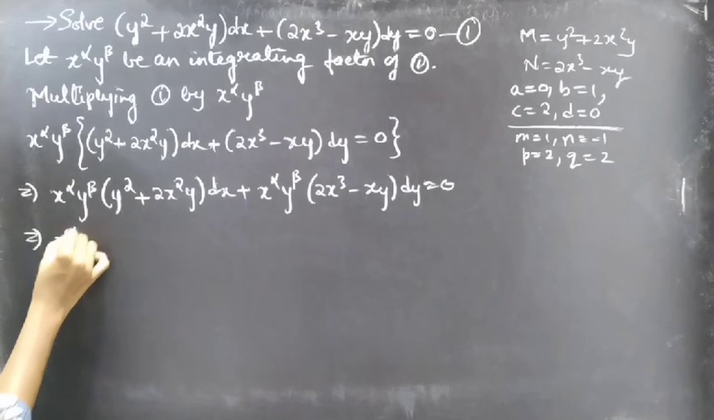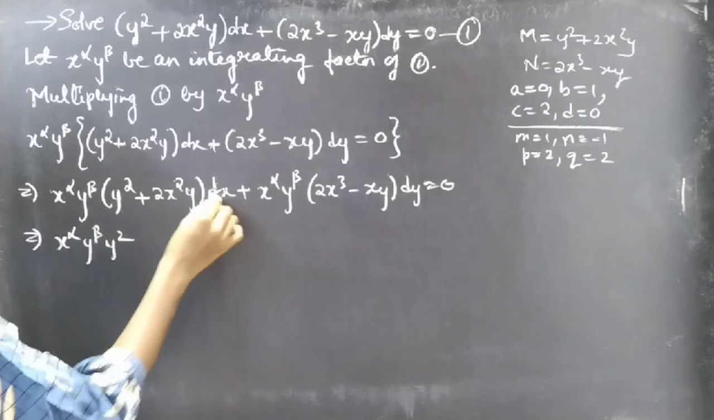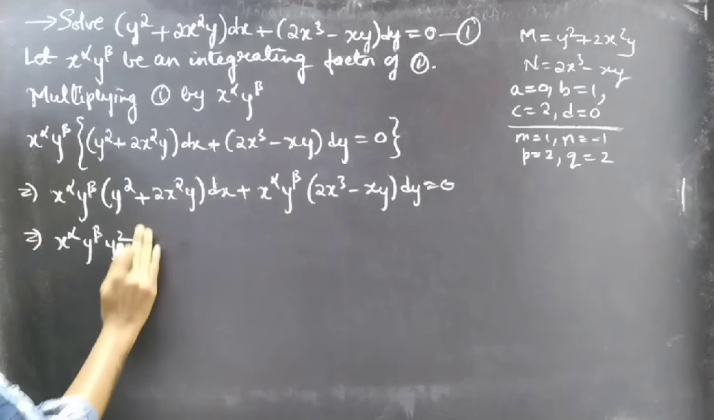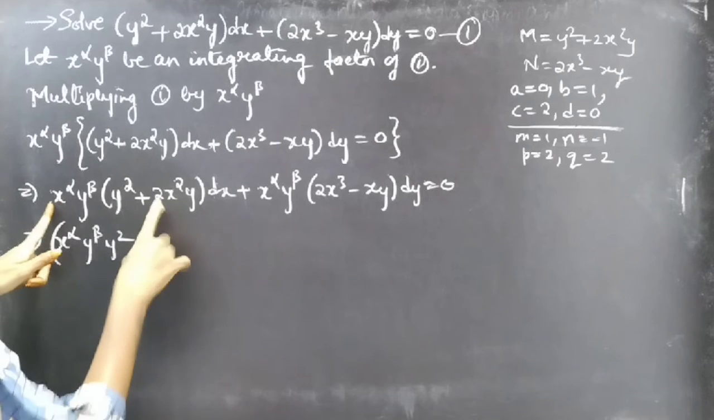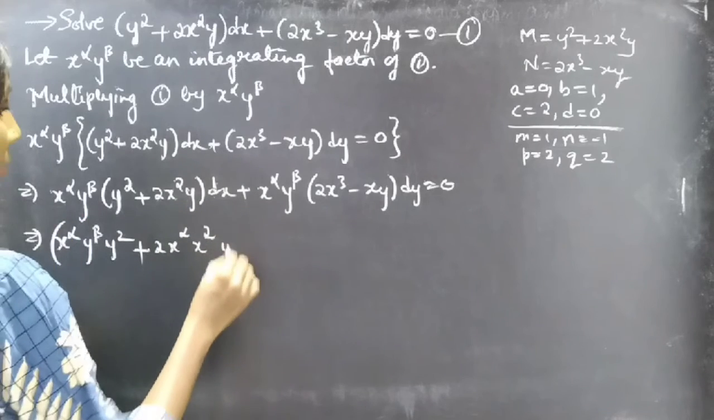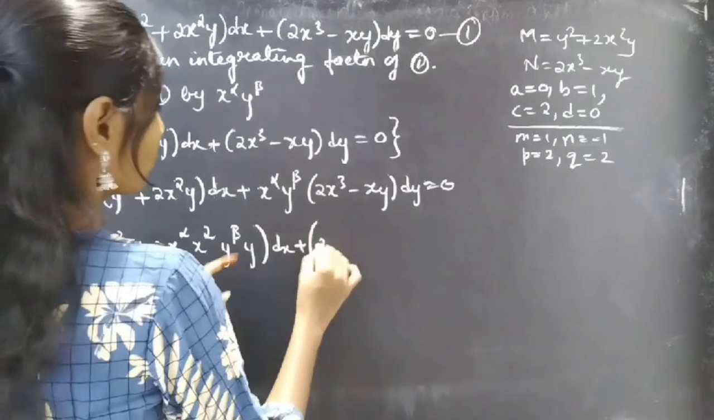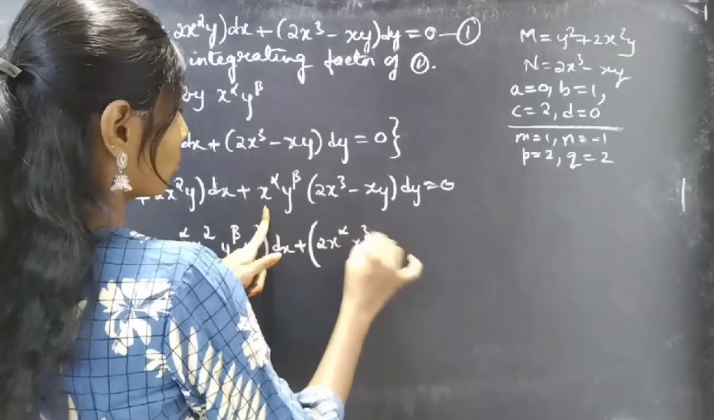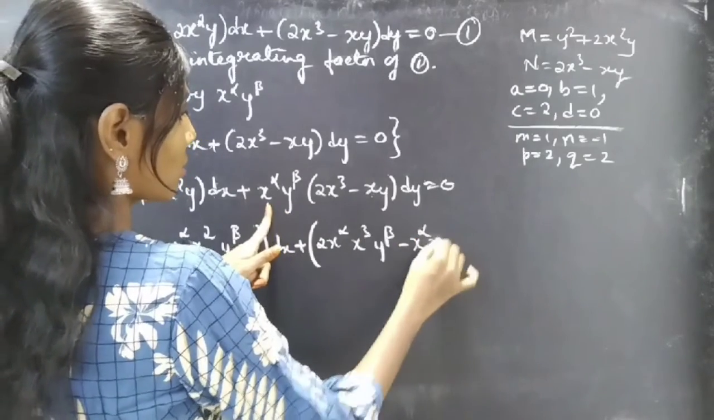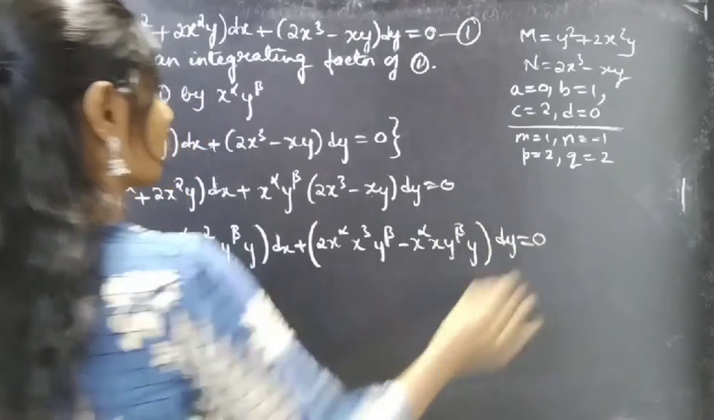This gives us x power alpha into y power beta y square dx plus 2 x power alpha x square into y power beta y into dx plus 2 x power alpha x cube y power beta minus x power alpha x y power beta y into dy equal to 0, right?